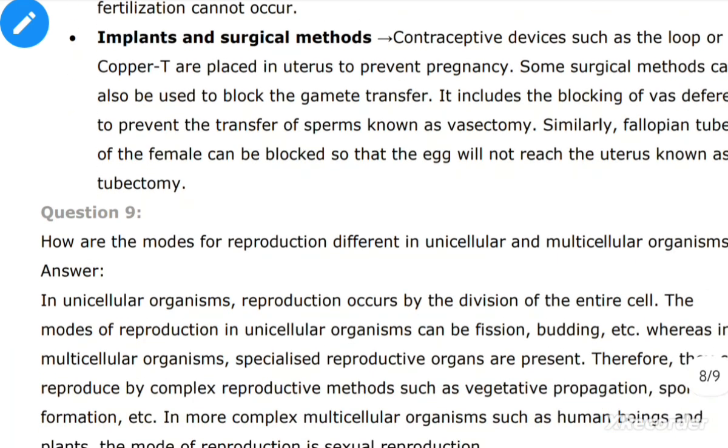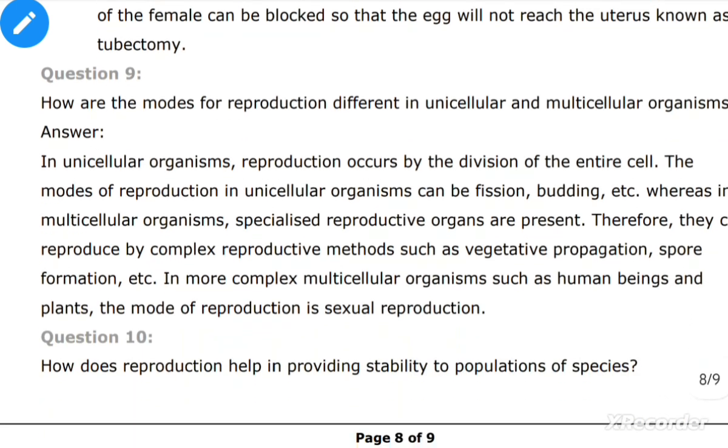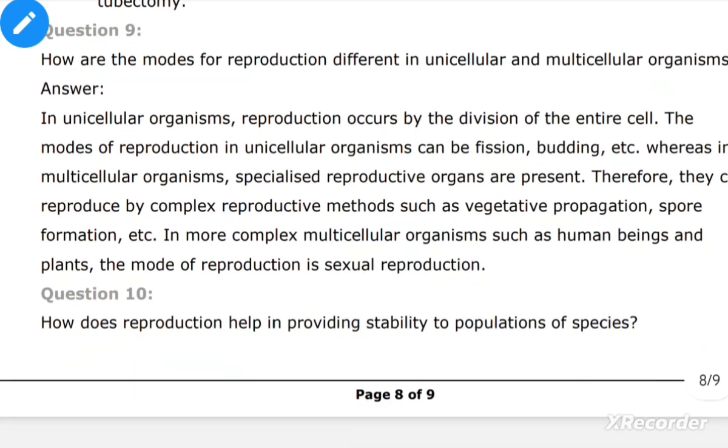Next method is implantation and surgical method. Contraceptive devices such as the loop or copper T are placed in the uterus to prevent pregnancy. Some surgical methods can also be used to block the gamete transfer. It includes the blocking of vas deferens to prevent the transfer of sperm, known as vasectomy. Similarly, the fallopian tube of the female can be blocked so that the egg will not reach the uterus, known as tubectomy.